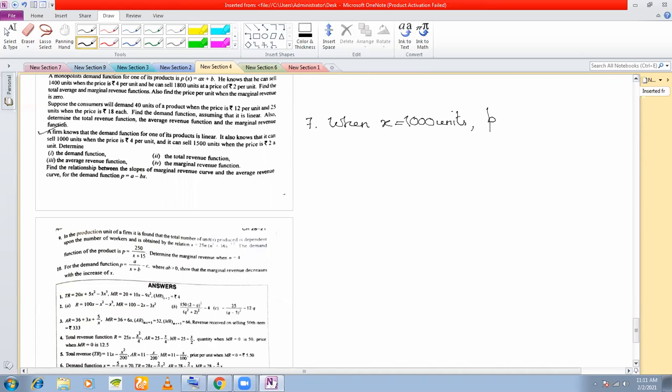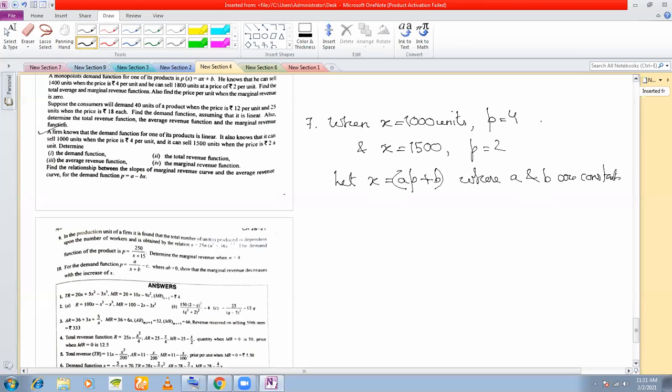Rupees 4 per unit, right? And when they are able to sell 1500 units, the price is 2 per unit, right? Also, it is said that the demand function is linear. Okay, so let x is equal to AP plus B, because the demand function is linear, just as I explained earlier, where A and B are constants.